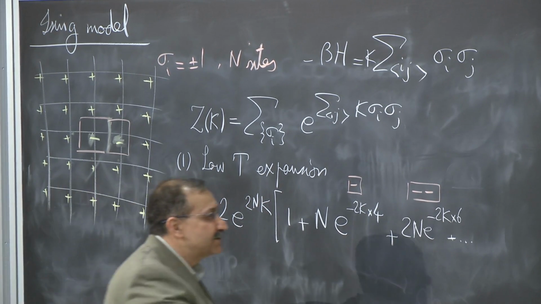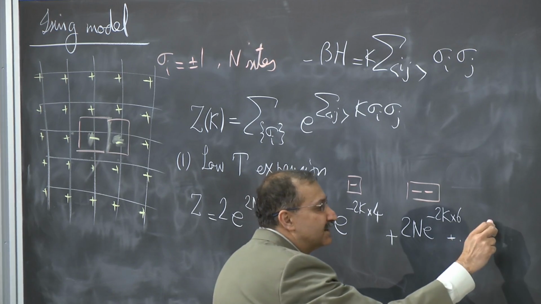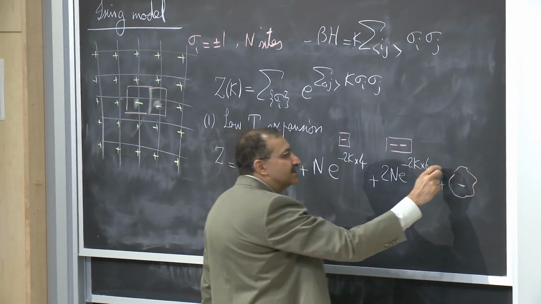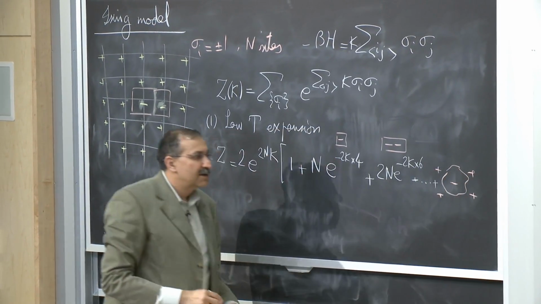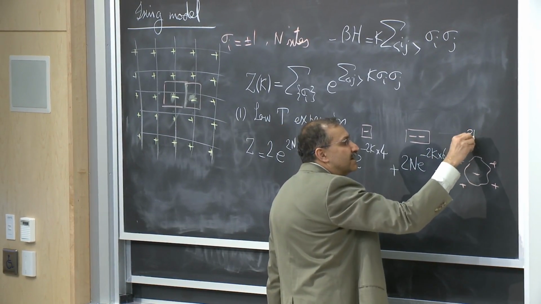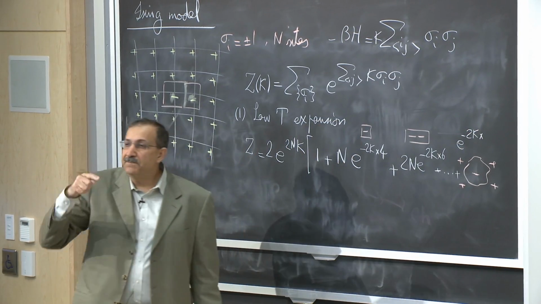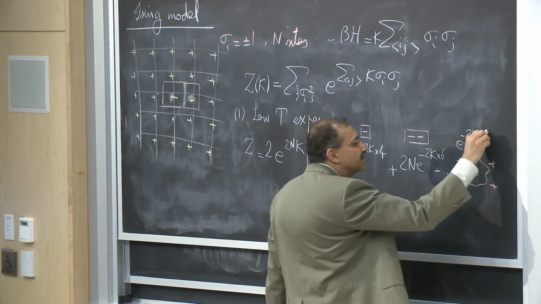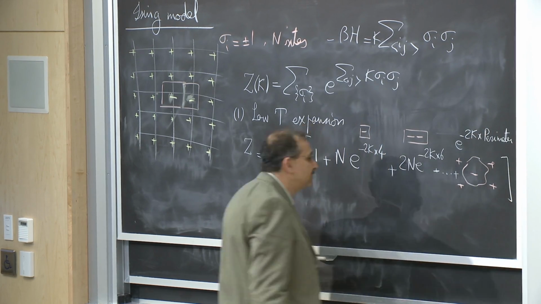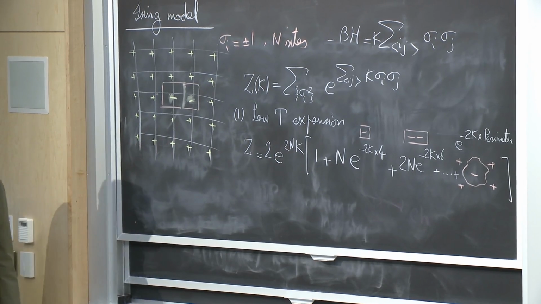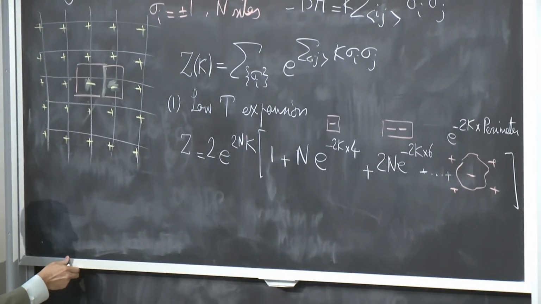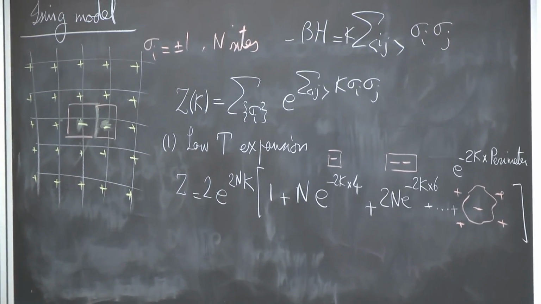The general term in the series would correspond to creating some kind of an island of minus in this sea of pluses. And the contribution would be e to the minus 2K times the perimeter of this island. Okay? So that would be a way to calculate the low temperature expansion. We discussed that last time around.